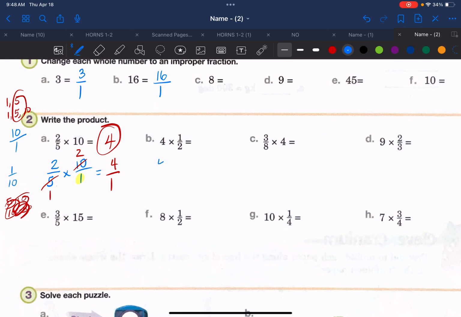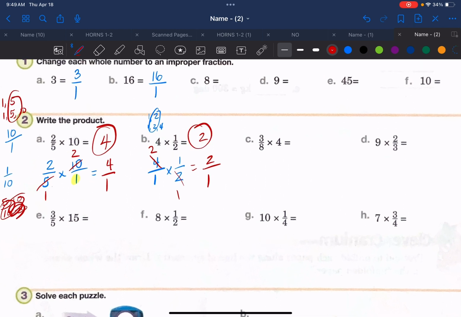We rewrite 4 as a whole number fraction times 1/2. All right, I have 1s across from each other, but then I have 2 and 4 across from each other. My factors of 2 are 1 and 2. My factors of 4 are 1, 2, and 4, so I can divide them both by 2. So 4 divided by 2 is 2. 2 divided by 2 is 1. If I multiply that, I have 2 over 1. 2 divided by 1 is 2.